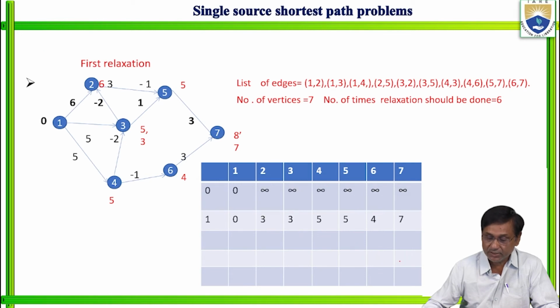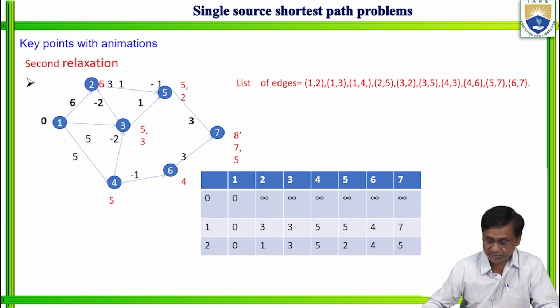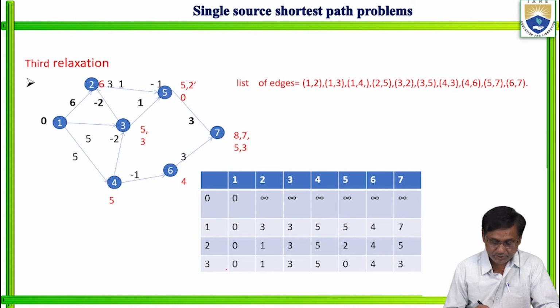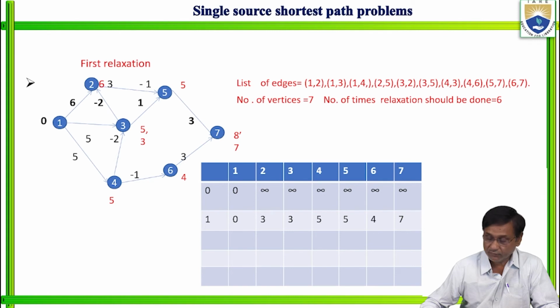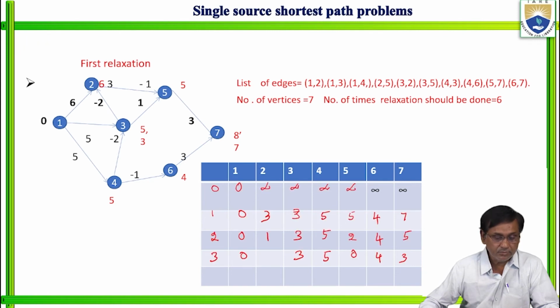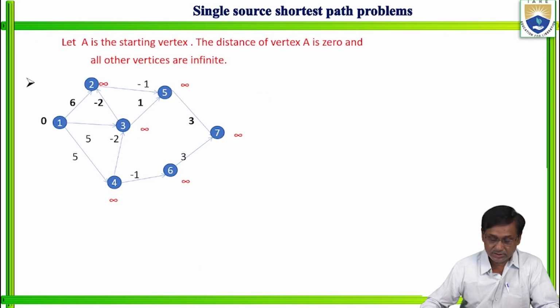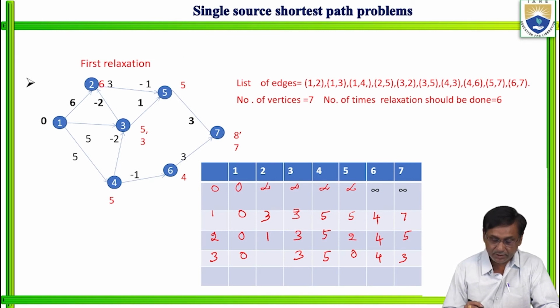Now you can see the values in the third relaxation. In the third relaxation, you can see 0, 1, 3, 5, 0, 4, 3. The same thing we can obtain. 0, 4, 3 only. First relaxation and then previous one. So these are the values we obtained. This is 0, this is 1.